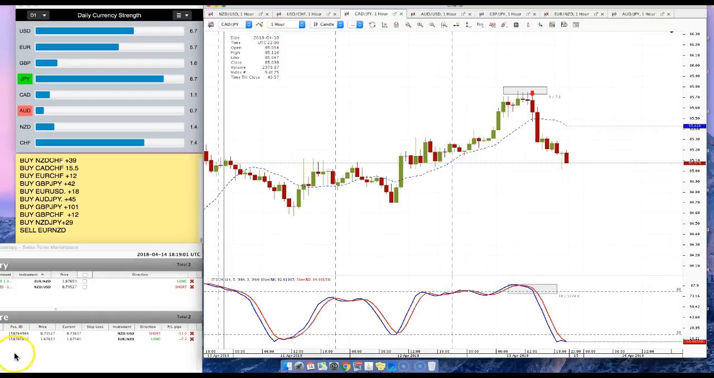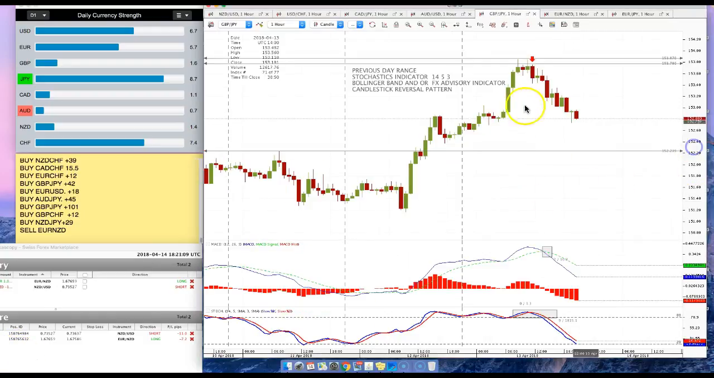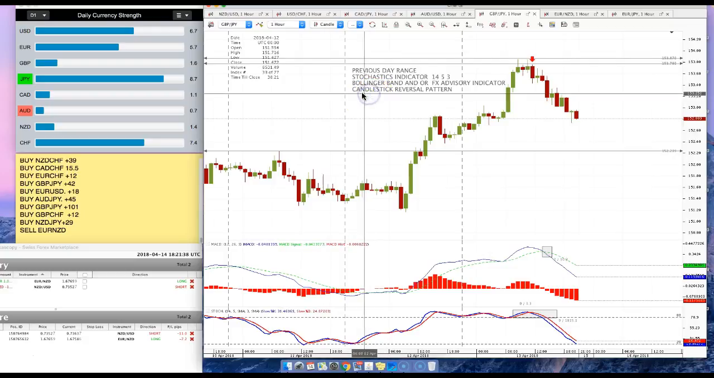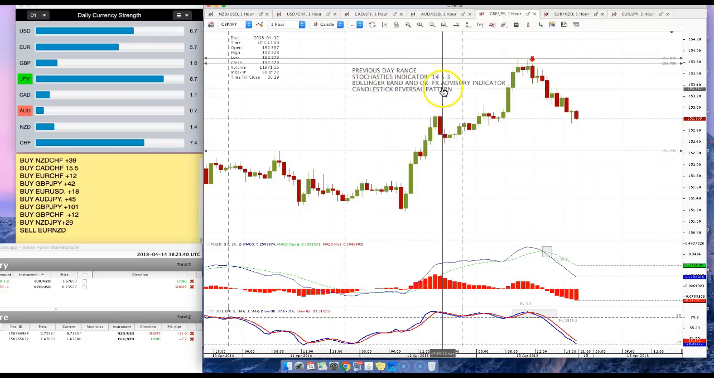Okay. So that's it for the tutorial. Remember, you need at least 3, 4 reasons to take a trade. Previous daily range is important. That gives you an idea what's going to happen on the next day. Stochastics indicator 14, 5, and 3. Make sure the stochastics is overbought or oversold when you decide to enter a trade. Bollinger Band, or the FX Advisory Indicator, will give you support and resistance levels, and the most important is the candlestick reversal pattern.